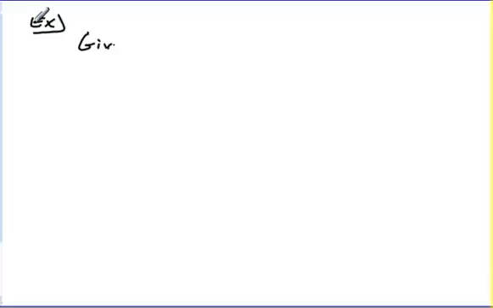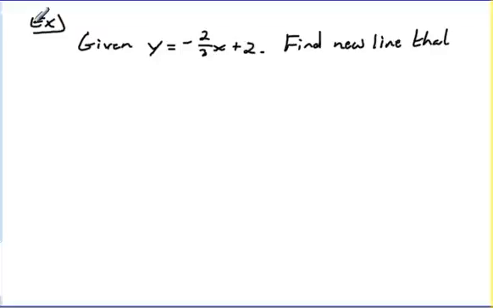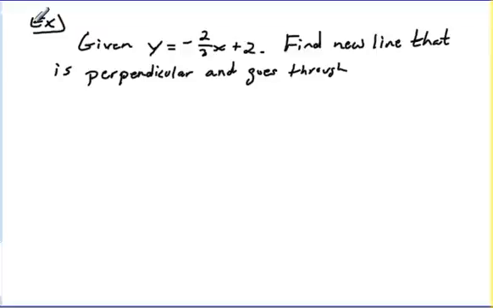Given this line, given y equals negative 2/3 x plus 2, I want you to find me a new line that, you guys want to find perpendicular? That's the most fun one. Okay, that is perpendicular. I'll put it in words, since words tend to freak people out worse than symbols. That is perpendicular and goes through some point, and goes through negative 2, 1.